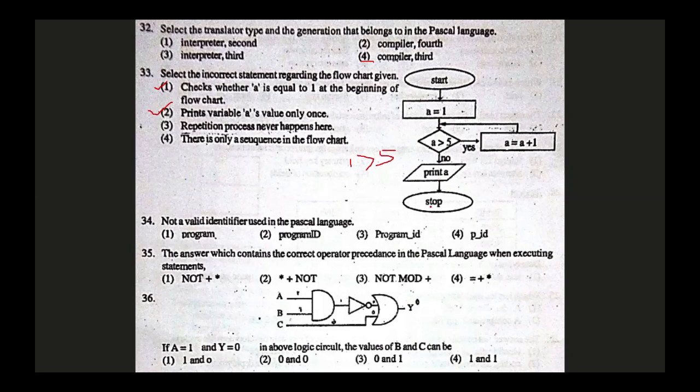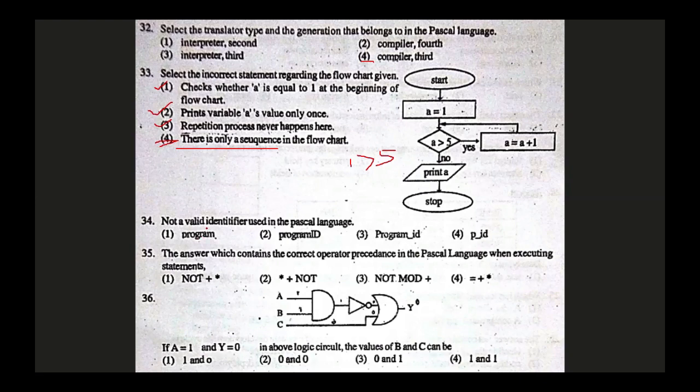Actually, when we go here, it stops the program. So this repetition, it won't go there. So it is also true. There is only a sequence in the flowchart. Yes, actually there is not only the sequence, there is repetition though. So this is the answer here, because we have to select the incorrect statement. This is the incorrect one. I think it is clear for you.